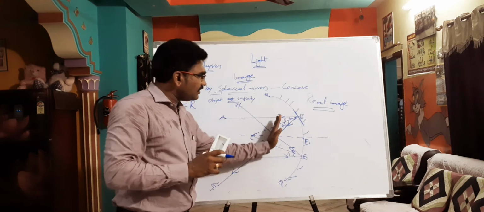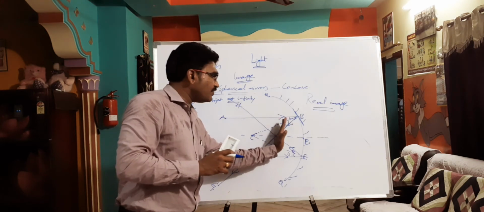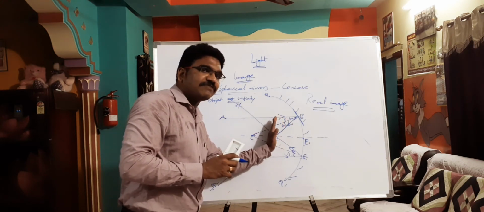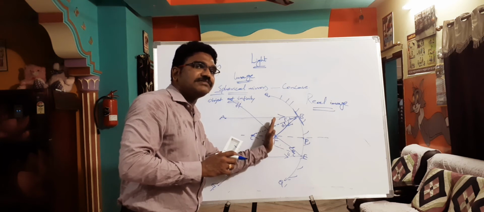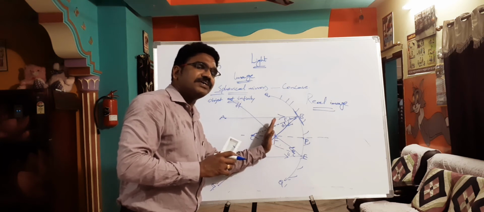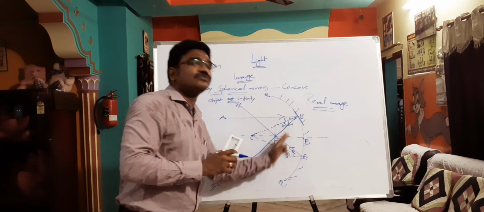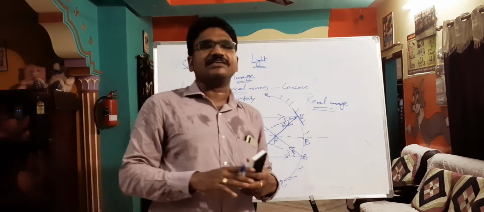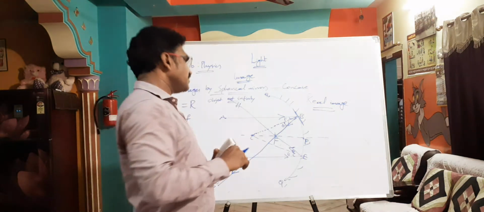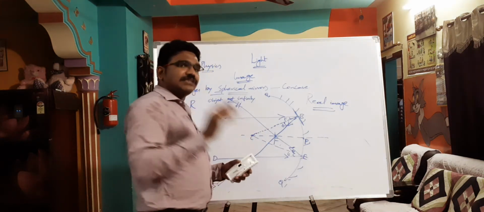When you are adjusting and you come to the point where you are getting the perfect image, that point is nothing but the image point, and it is formed at the principal focus, and that length is going to be the focal length. Thereby we can say what is the focal length of the spherical mirror. This is generally what we use in the activities.